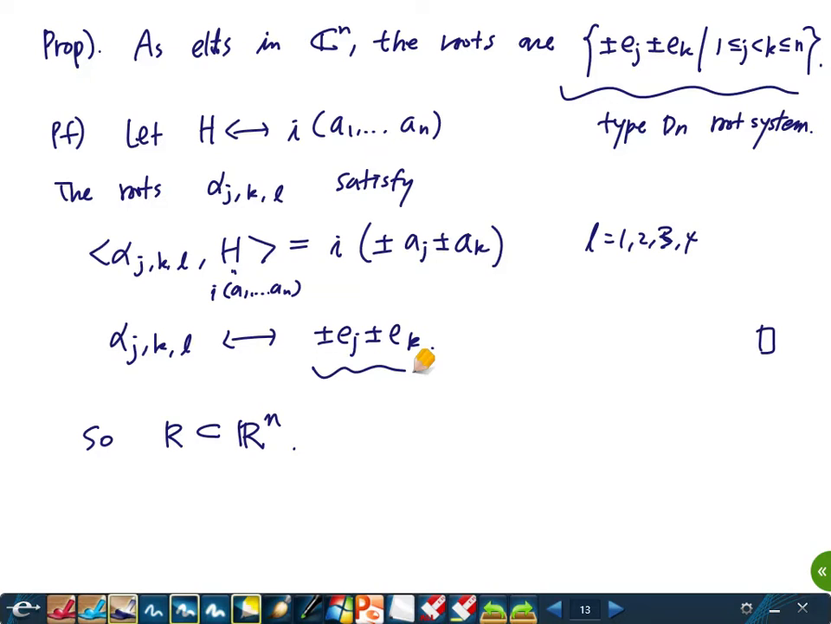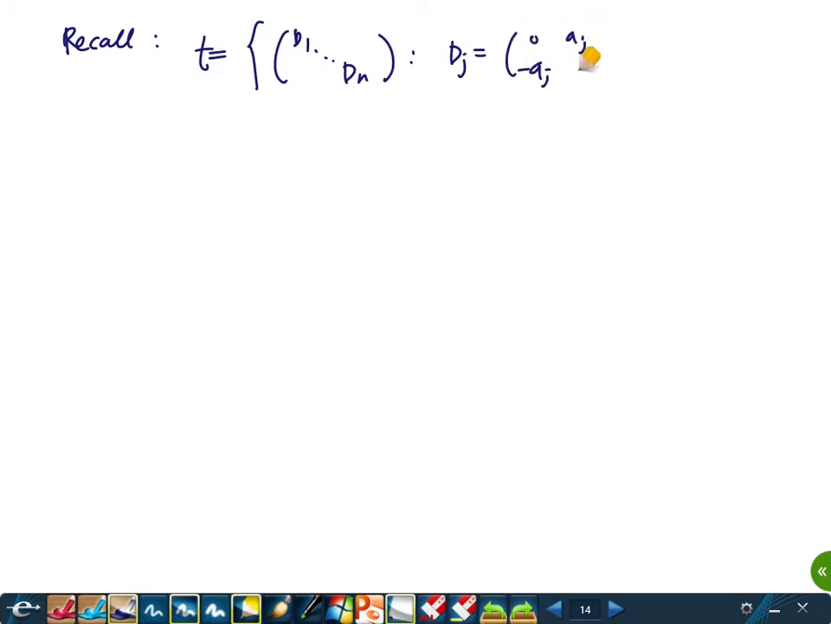Okay, finally, now we can prove that T is the maximal commutative subalgebra using the theory that we developed here. So recall that T is this block diagonal matrices with blocks 0, a_j, minus a_j, 0, where each a_j is a real number.